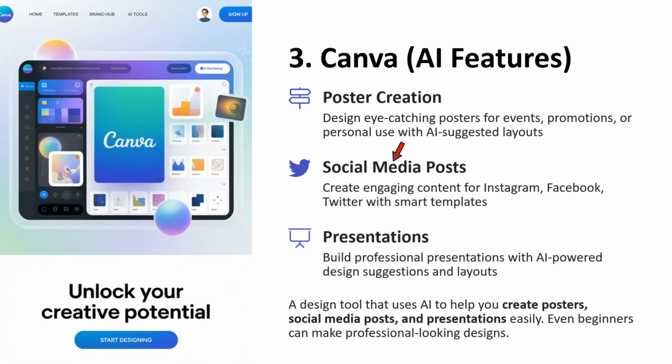It is used for social media posts. You can create engaging content for Instagram, Facebook, Twitter with smart templates. It is used for presentations. You can build professional presentations with AI-powered design suggestions and layouts. Canva is a design tool that uses AI to help you to create posters, social media posts, and presentations easily. Even beginners can make professional looking designs.